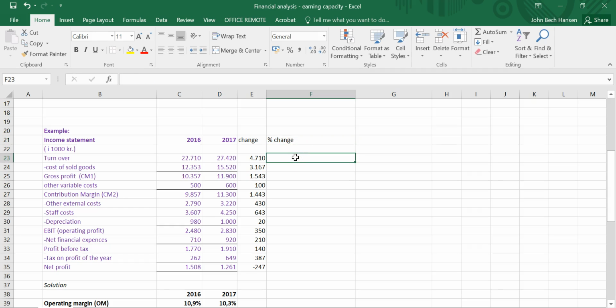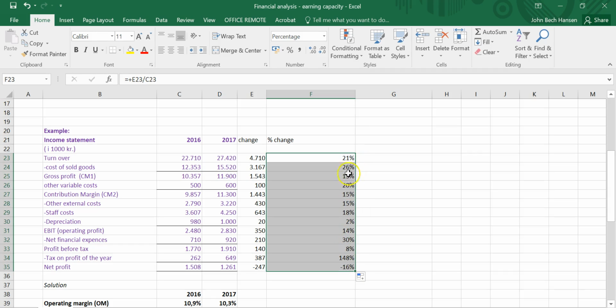Okay, and here you can also, of course, add the percentage change, similar to what we did with index numbers. So here I just take the change and divide by the starting point, multiply by 100, and put a percentage behind it. And now I can go down.